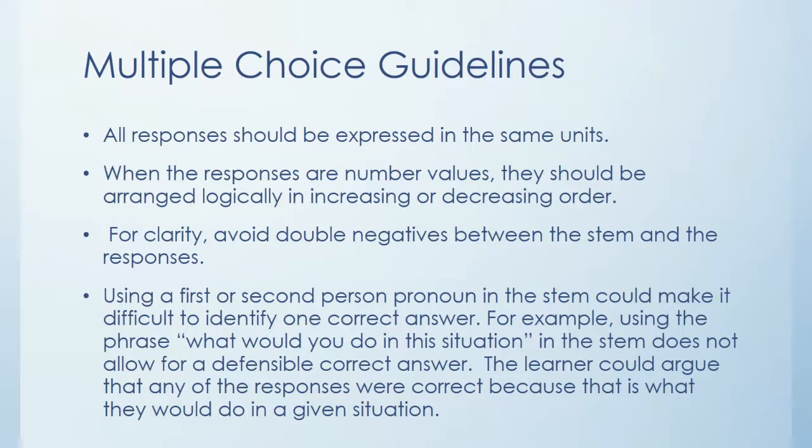And then when you're writing a question, you want to avoid a first or second person pronoun in the stem because it could make it difficult to identify one correct answer. So for example, using the phrase, what would you do in this situation, in the stem does not allow for a defensible correct answer because the learner could argue that any of the responses were correct because that's what they would do in a given situation, even if it's not the best practice. So you'd say, in a given situation, what is the best practice to do? You don't want to ask what would you do, because they could do anything. It might be wrong, but they could do it.